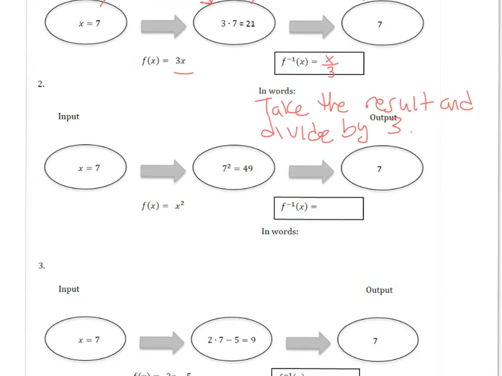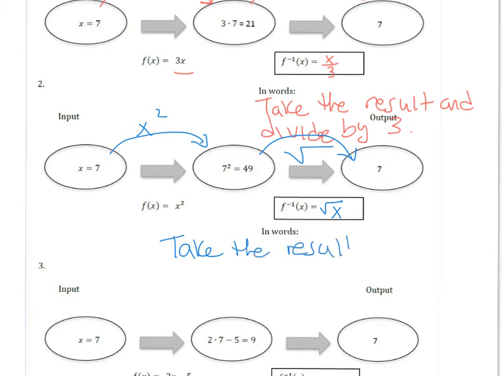Okay, so for number 2, they square it, so that's x squared. So then to undo that, we're going to do the square root. That's the square root of x. In words, take the result and square root it.